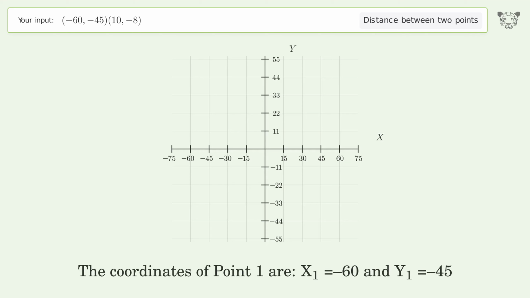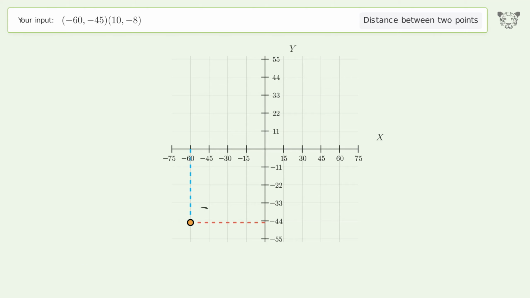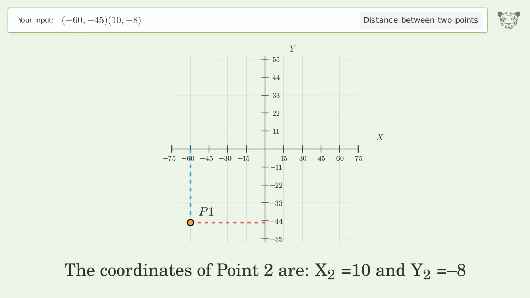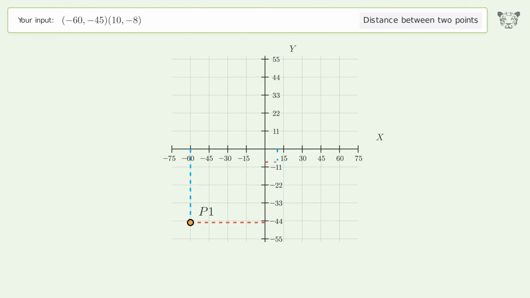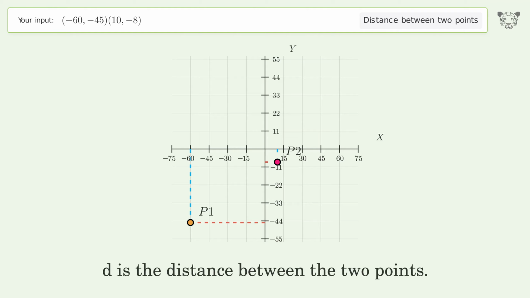The coordinates of point 1 are x1 equals -60 and y1 equals -45. The coordinates of point 2 are x2 equals 10 and y2 equals -8. D is the distance between the 2 points.